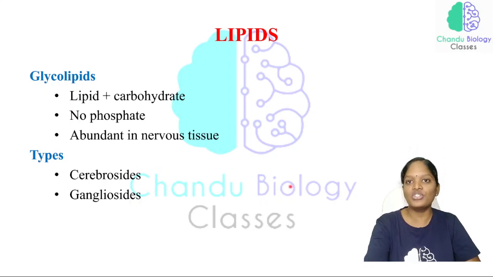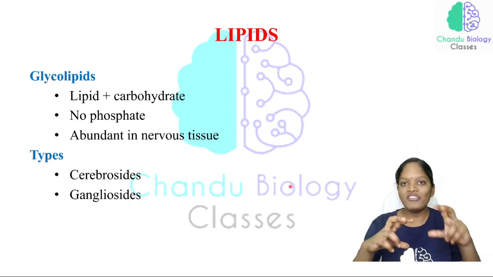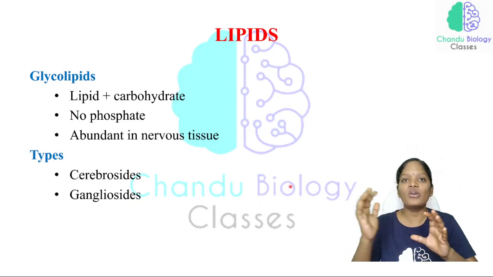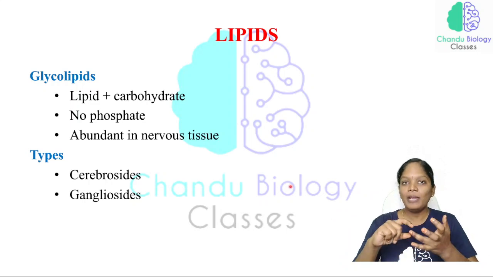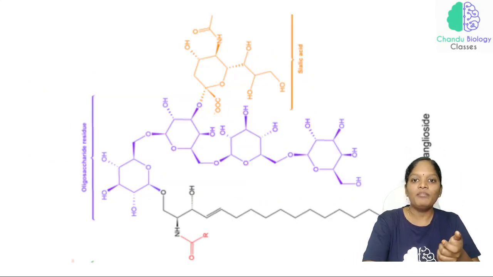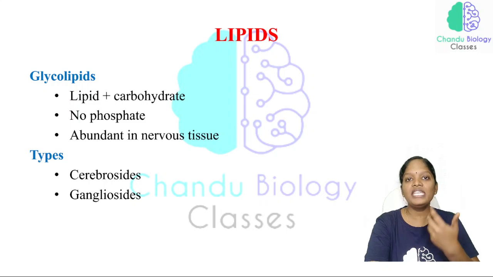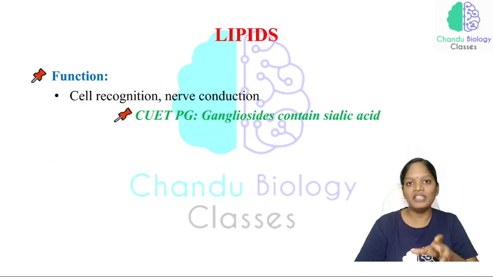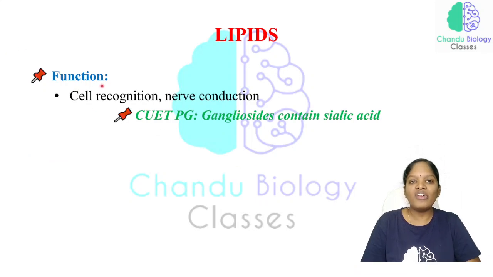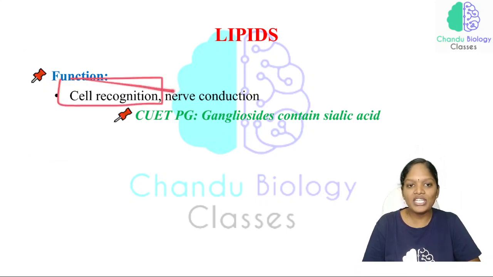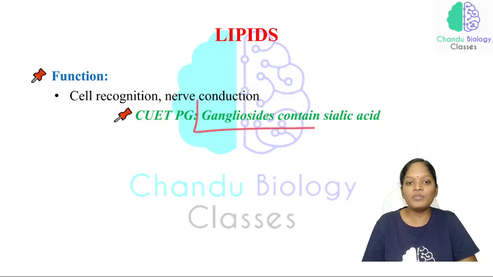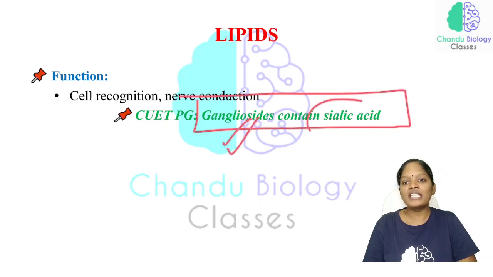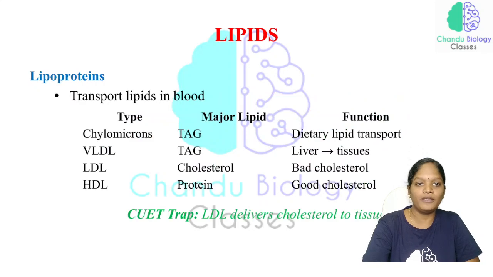Just now we have seen the structure: a sphingosine residue plus a fatty acid plus a single sugar residue, we are calling a cerebroside. And a sphingosine backbone plus fatty acid plus oligosaccharide residue plus sialic acid, together we are calling a ganglioside. So the sialic acid will be present in the gangliosides. The function of the glycolipids will be cell recognition and nerve conduction. So this will be the major function performed by these glycolipids, and this can be expected in our exam. That is, gangliosides contain the sialic acid. This is very, very important.